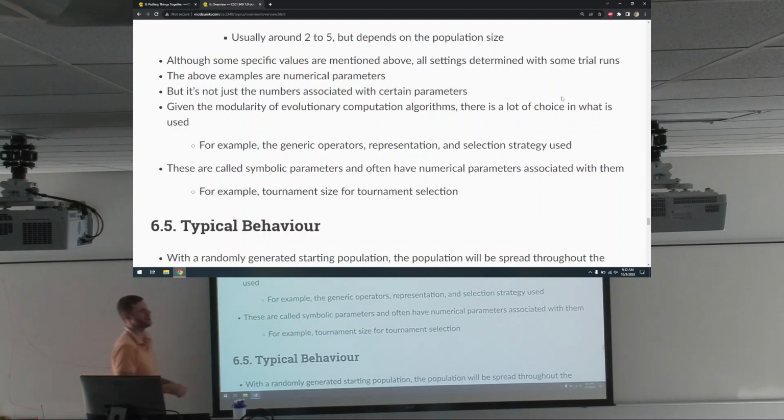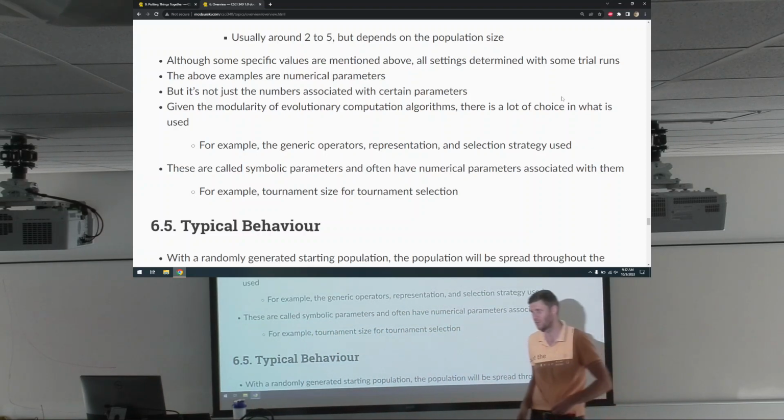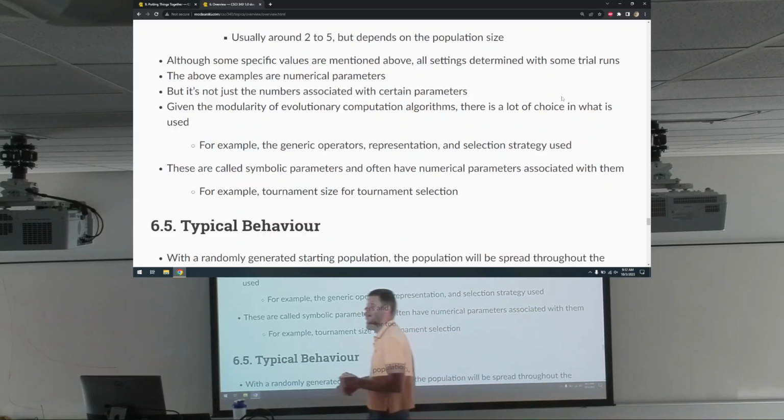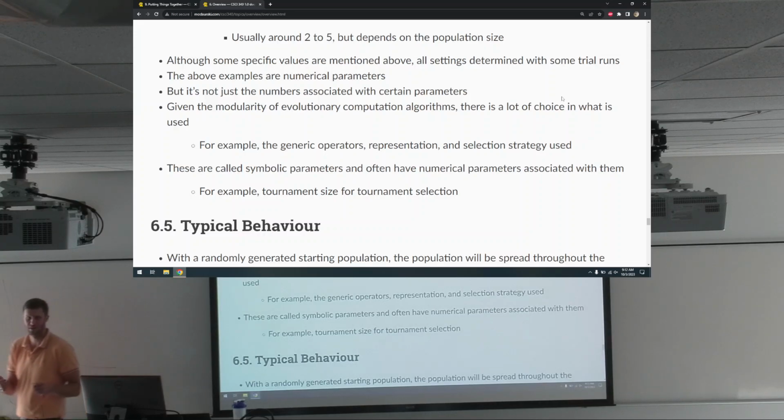Now these are all what we call the numerical parameters. See here, I'm calling them parameters instead of hyperparameters. Oops. These are the numerical parameters. They don't necessarily have numbers associated with them, but they're the very low level things, like what's the crossover rate? These are very low level.